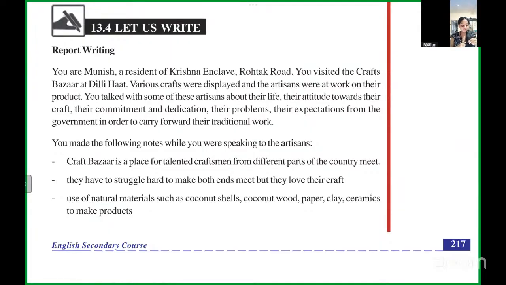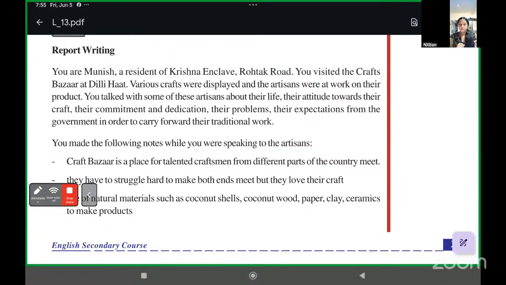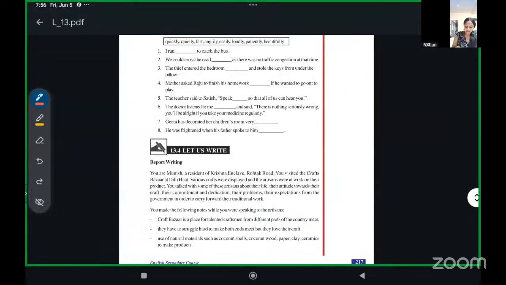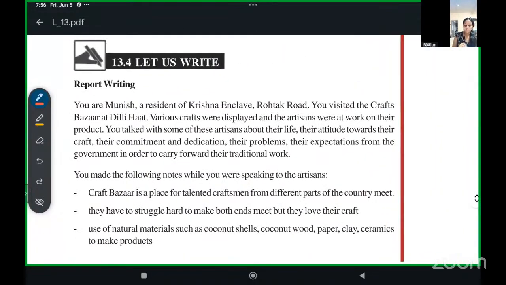Now, report writing is a form of formal writing in which we write about a particular issue. We describe it in detail. I will open the notes and I will teach you from that. Just 1 minute.